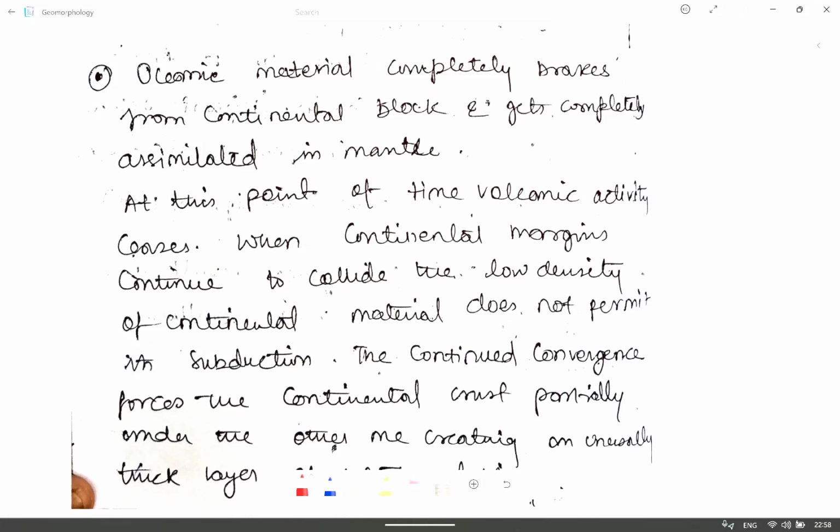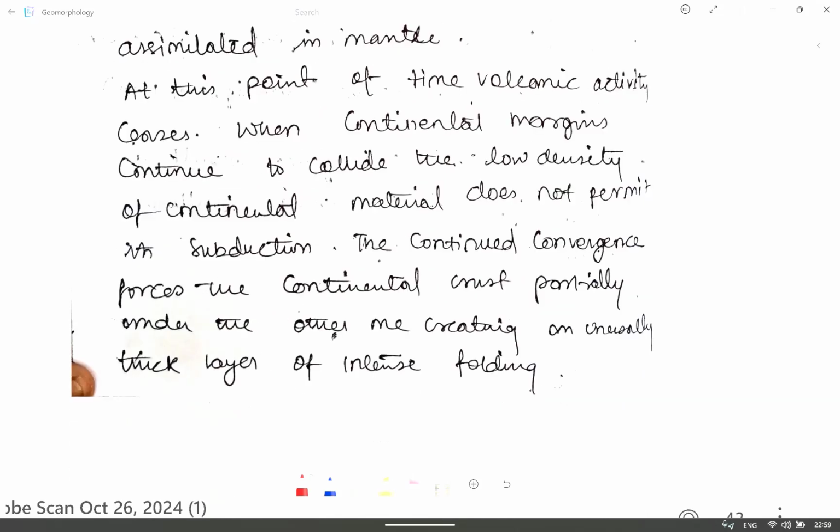When continental margin they continue to collide, the low density of the continental material, it does not permit its subduction. Continued convergence forces the continental crust partially under the other, creating an unusually thick layer of intense folding. Now, because दोनों का density same है, it is very difficult that the one subducts under the another. So since subduction नहीं हो सकता, जो continued convergence है, this results in the formation of fold mountains. That is what Himalayas are.